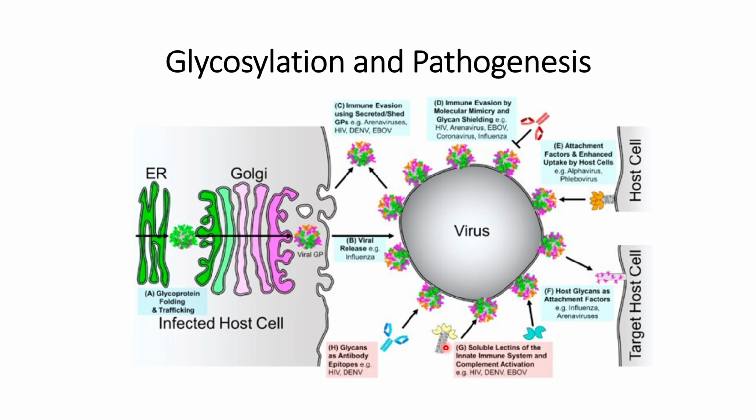Next is the soluble lectins of the innate immune system and complement activation. These are some of the strategies used by the immune system to counter this kind of glycan shielding, or we can say viral pathogenesis prevented by glycosylation. That is, they use soluble lectins so that they will be able to interact with the glycoprotein antigen and generate an immune response against it.